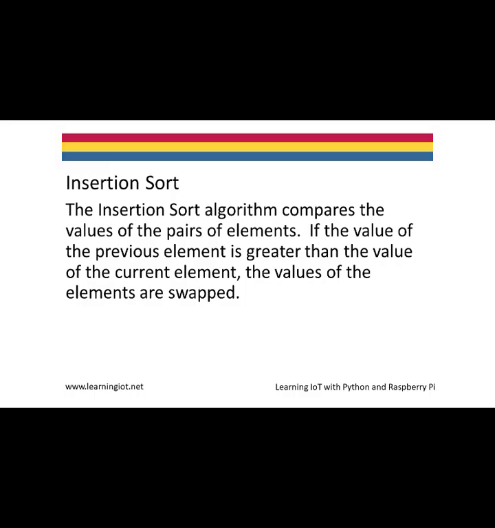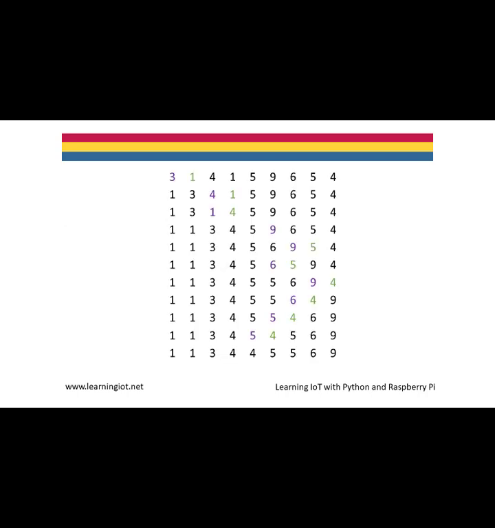Let's next look at the insertion sort algorithm. The insertion sort algorithm compares the values of the pairs of elements. If the value of the previous element is greater than the value of the current element, the values of the elements are swapped. My current element is shown in green. The previous element is shown in purple.